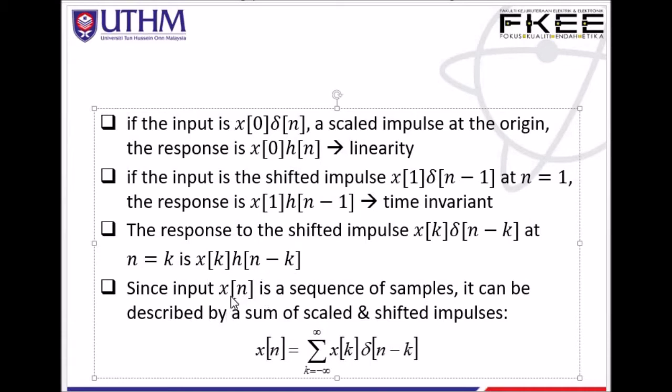We know that s[n] is a sequence of samples, so it can be written like this: s[n] equals the summation of x[k] delta[n minus k]. The front part, we call it the sum of the scale. So this is the summation of the scale, and this is a shifted impulse.